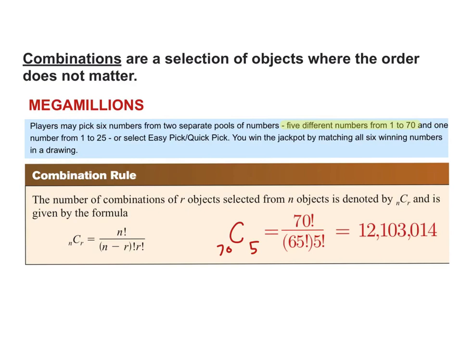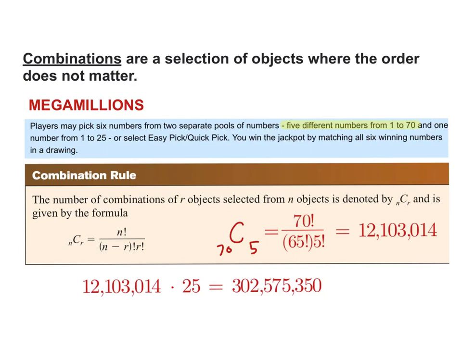Then the last slot times 25 is what's going to be the total number of possibilities for all Mega Millions combinations, okay? And when I multiply that, I get 302,575,350 total possibilities. So let's talk about that.